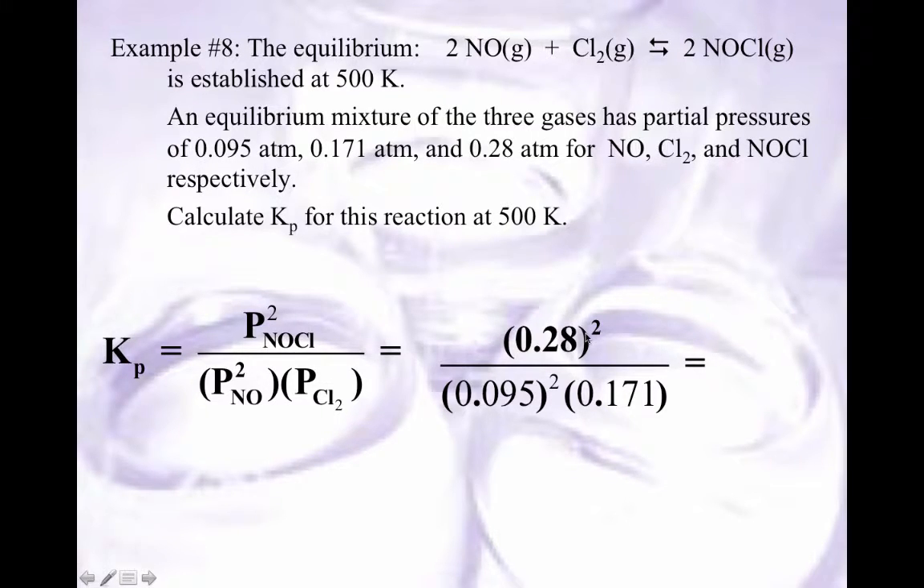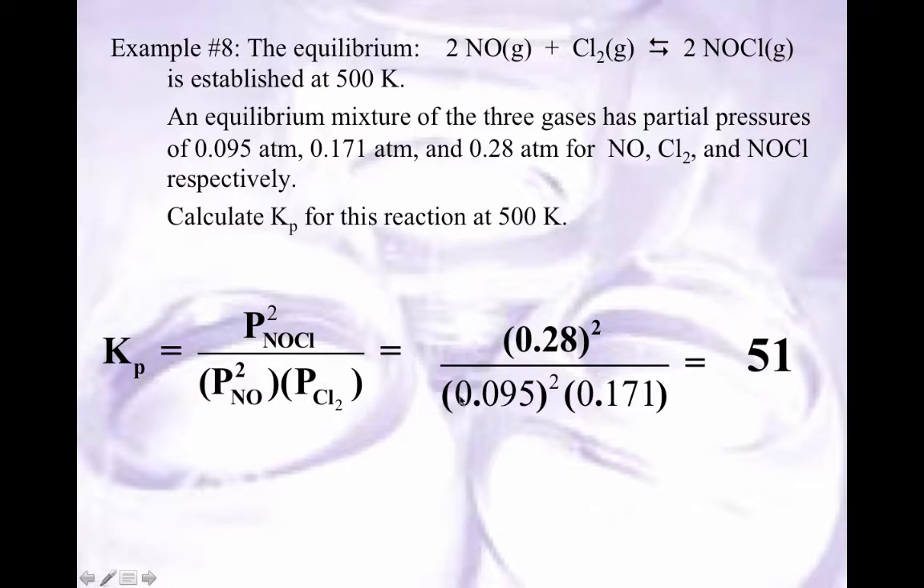Because a lot of times people will forget about order of operations. Or you can do in your calculator 0.28 squared divided by, and then in parentheses, 0.095 squared times 0.171 and end your parentheses, and then that will still get you the answer. And you get 51. So now think about what this K means. 51, that's greater than 1.